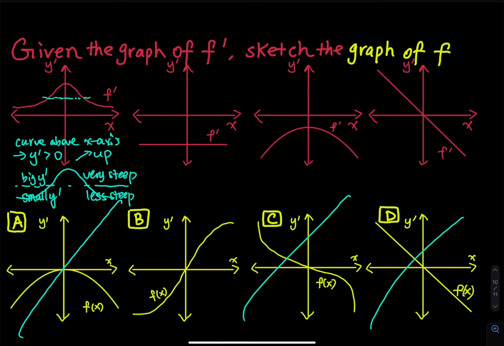Because for A, when x is greater than 0, the curve is going down. So the only possible answer is B. So let's take a look at B.